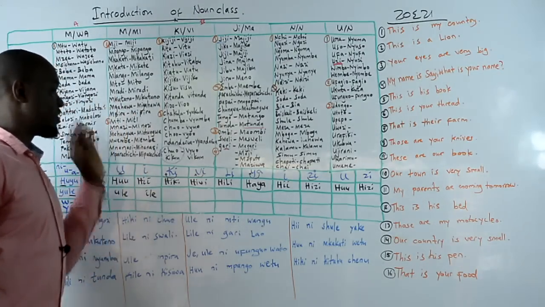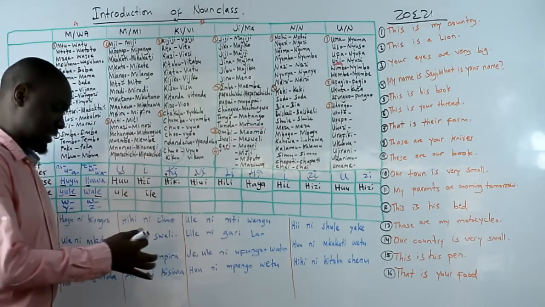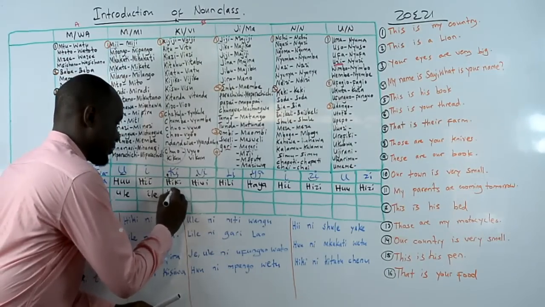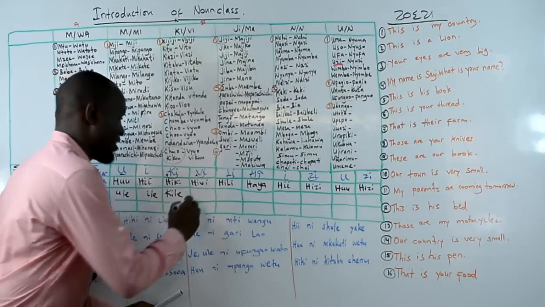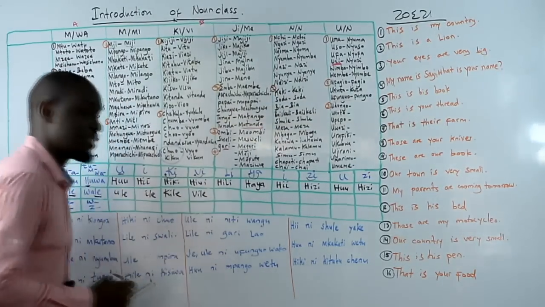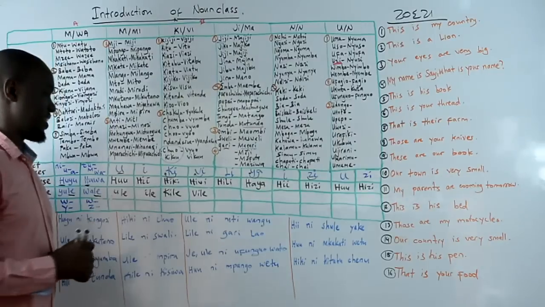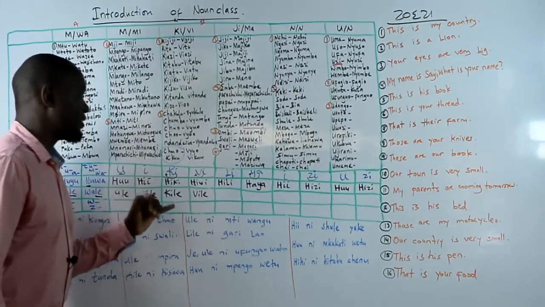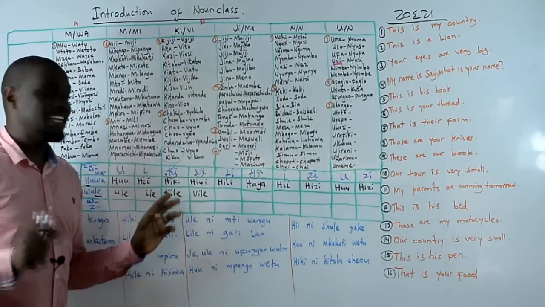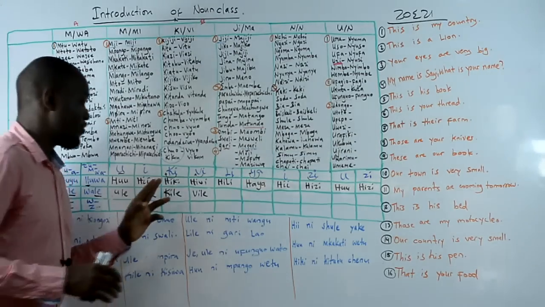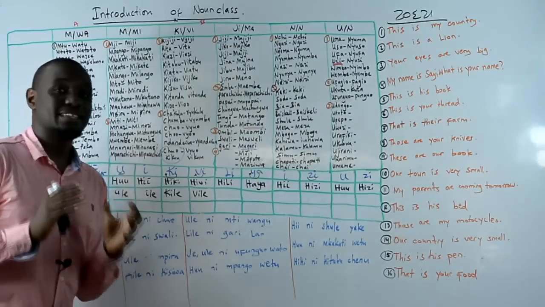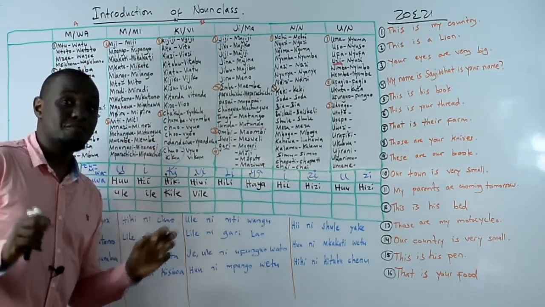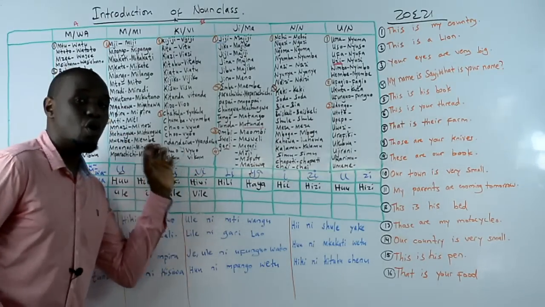And how do you say that and those for the ki-vi noun class? For the ki-vi noun class, that will be kile, and those will be vile. That kile, those vile. You see that? And how do you say that is a room? That is the room, or that is the bedroom, will be kile ni chumba. Those are rooms. Vile ni vyumba. That is a university. Kile ni chuo kikuu. And those are universities. Vile ni vyuo vikuu.